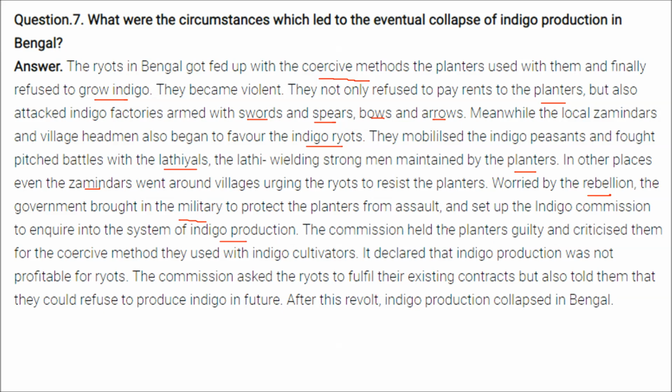So the commission held the planters guilty and criticized them for the coercive methods they used with indigo cultivators. It declared that indigo production was not profitable at all for the ryots. So the commission asked the ryots to fulfill their existing contracts, but also told them that they can refuse any time to produce indigo in future. After this revolt, indigo production actually collapsed in Bengal.